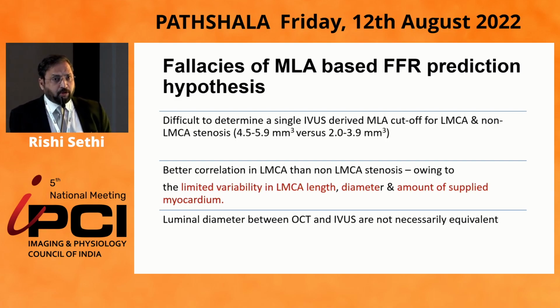Very importantly, we also have to remember that the MLA cutoff and FFR positivity are much better related in left main disease than in non-left main disease, owing to the limited variability of left main length and diameter, and we are reasonably sure that the amount of myocardium supplied by the left main is almost always very high. Going further on this point, in the left main, the data of 4.5 and 6 has come from clinical studies of isolated left main ostial and shaft diseases.